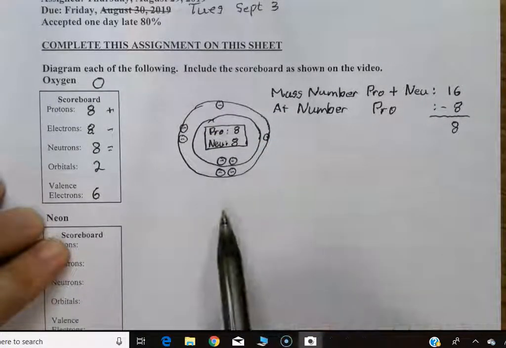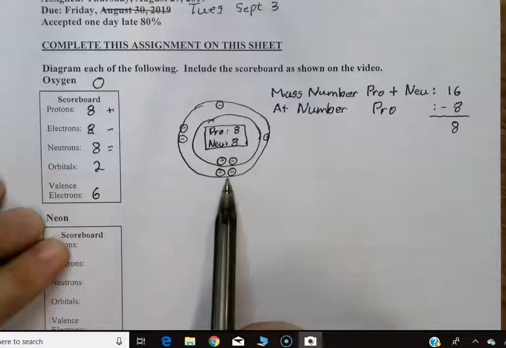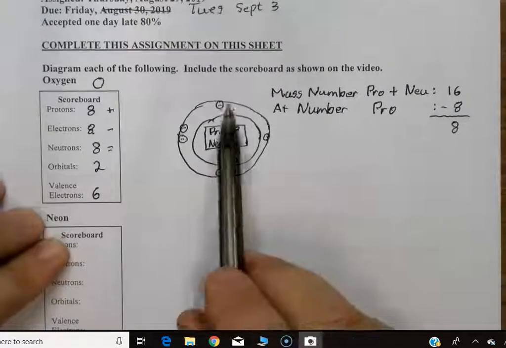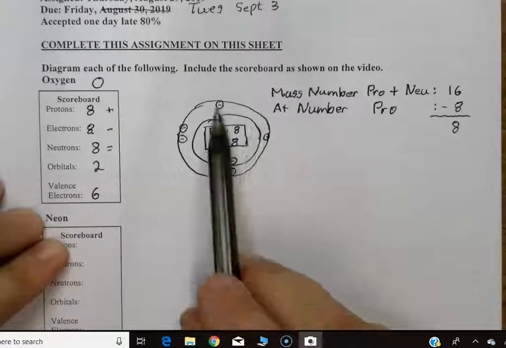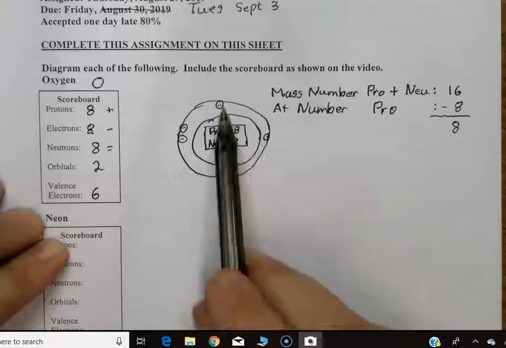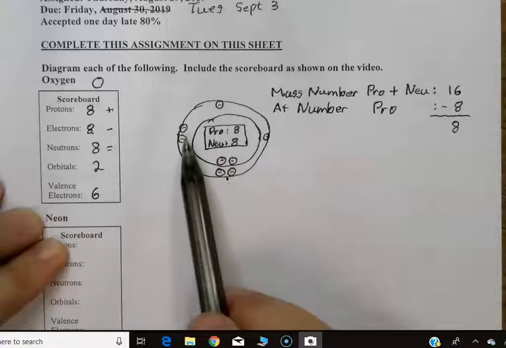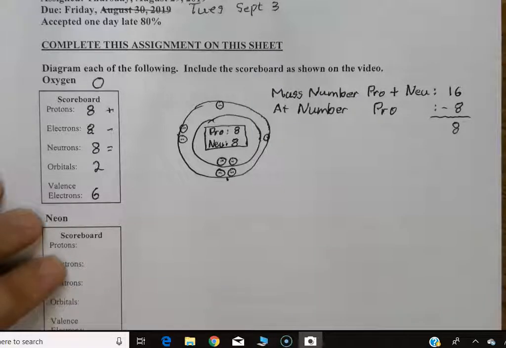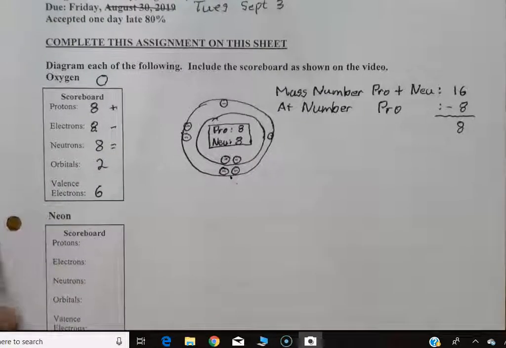Those are our valence electrons. So you have 2 pairs here, 2 sets of paired electrons, and you have 2 electrons that are unpaired. And those are the ones that can bond. That's why it's important that you show where there's pairing and where there's not pairing. All right, so that takes care of oxygen.